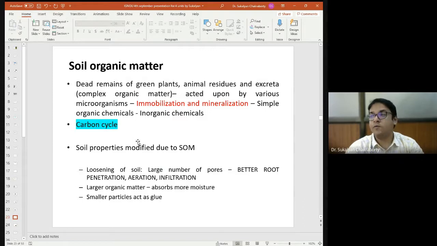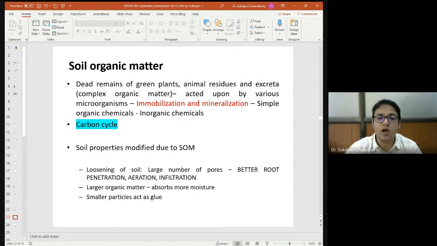So we throw away kitchen waste, fruit waste and other organic matter. We cut down trees, throw away the leaves. What happens to that? They are complex organic matter. When they go to the soil, the decomposers start degrading them and convert them into simple inorganic elements: carbon, hydrogen, oxygen, nitrogen, sulfur into the soil. And that again forms the nutrient pool of the land.